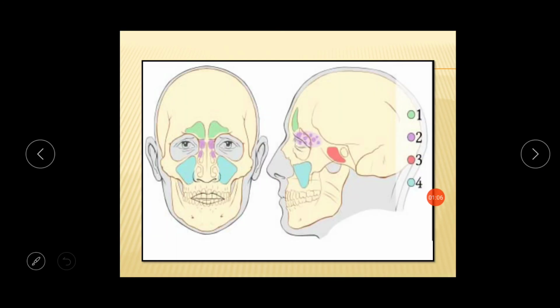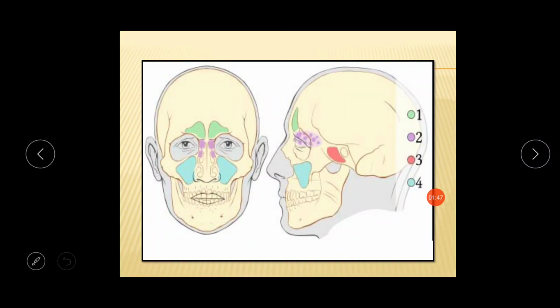In this diagram you can see all four sinuses. These sinuses are: maxillary sinus situated in the maxilla. These are the frontal sinus situated in the frontal bone. These purple colored sinuses, which are multiple in number and small, are ethmoidal sinuses, and the most posterior sinus is the sphenoid sinus situated in the sphenoid bone. So frontal sinus is the most superior and maxillary sinus is the most inferior sinus in the nasal cavity.